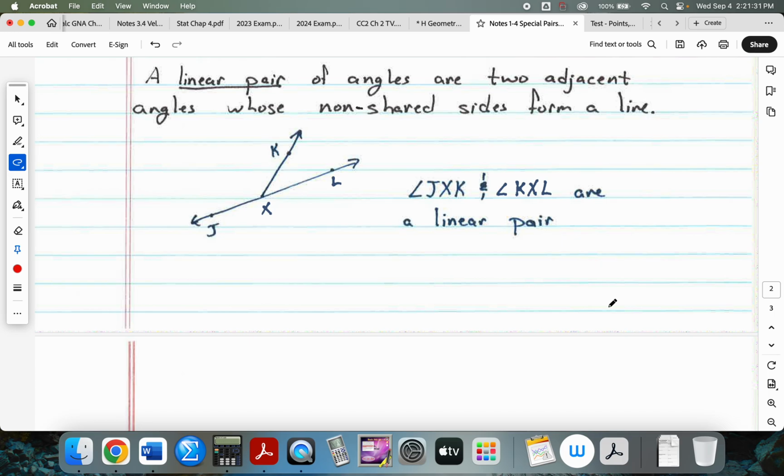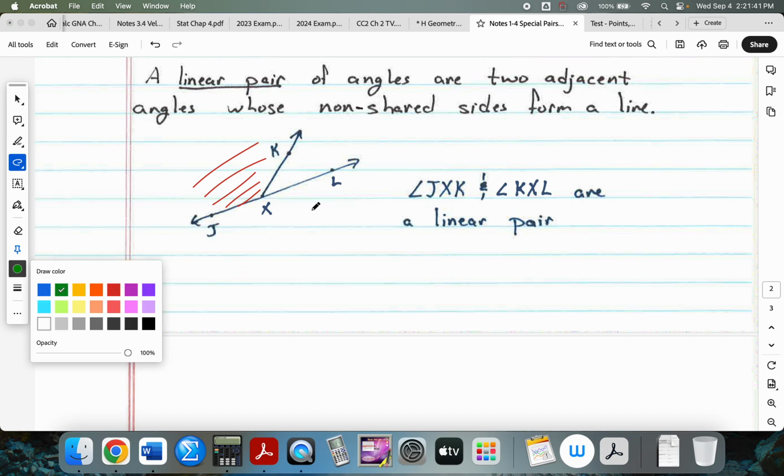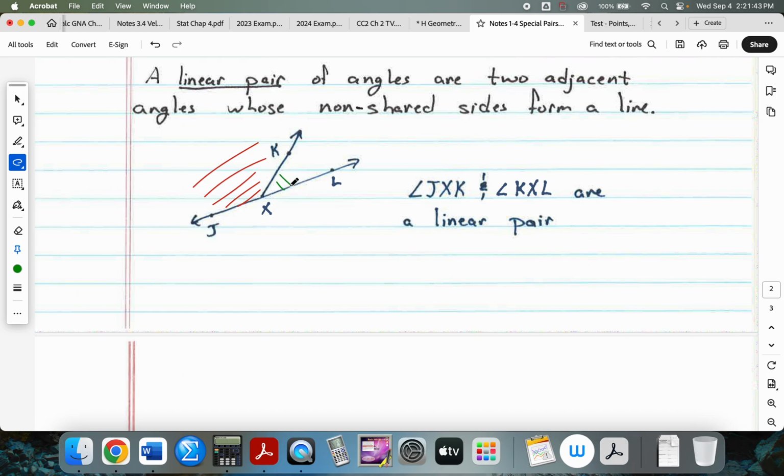So here, angle JXK, and you don't need to do this, but I'm going to show you, here's the interior of that. And then KXL, here's the interior of that. See how it's everything on one side of a line? I've shaded everything above this line. That's what a linear pair always looks like. They have to be adjacent, they have to share a side, and they have to be everything on one side of a line. Both those things have to be true for them to be a linear pair.